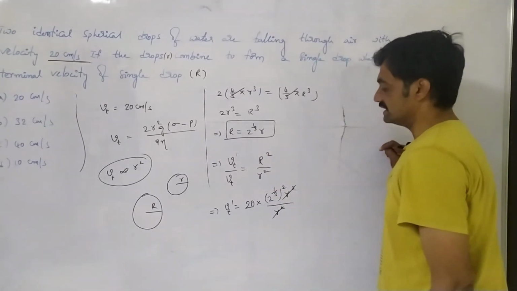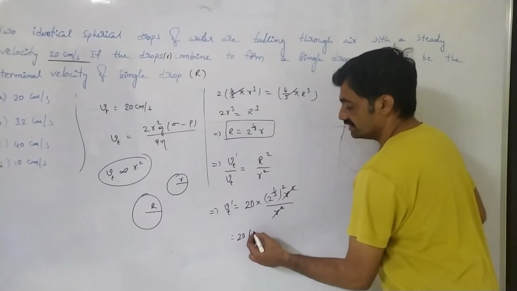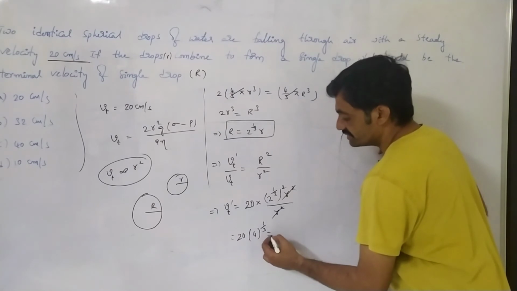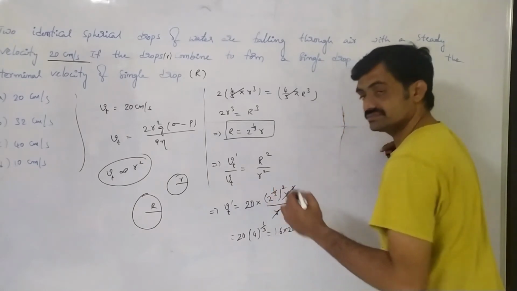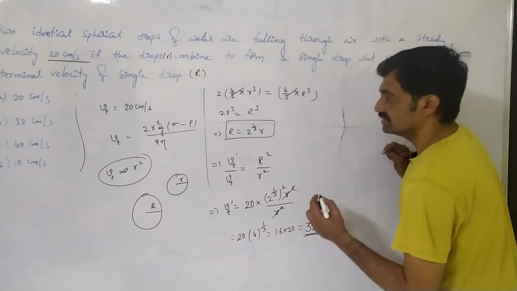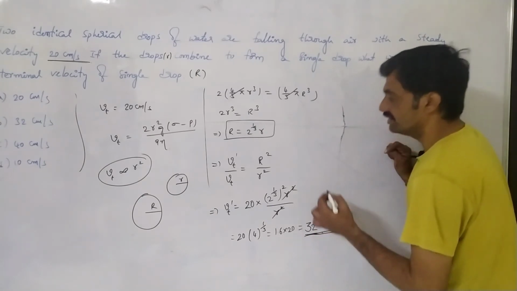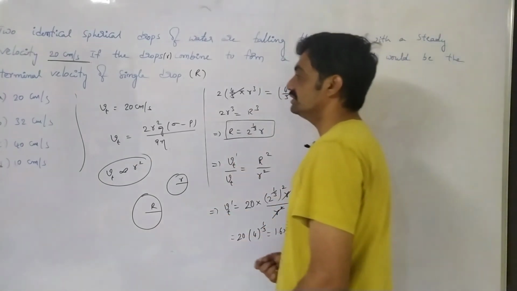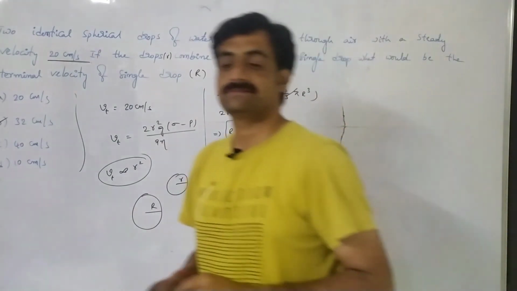Observe that r² gets cancelled, and here 20 into 2², that is 4^(1/3). The cube root of 4 can be represented as approximately 1.6, into 20. So here we get 32. So the terminal velocity of the bigger drop in the air is 32 centimeter per second. Take a screenshot, we will continue.